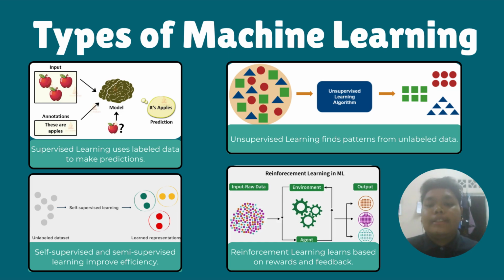And the next one is self-supervised. Self-supervised takes it a step further. It doesn't need any manual labels. It learns by playing a fill-in-the-blanks game with itself. It hides part of the data and tries to predict what is missing.